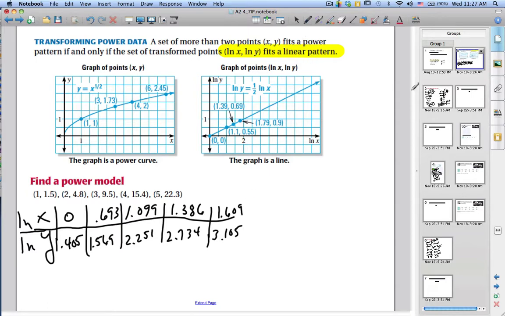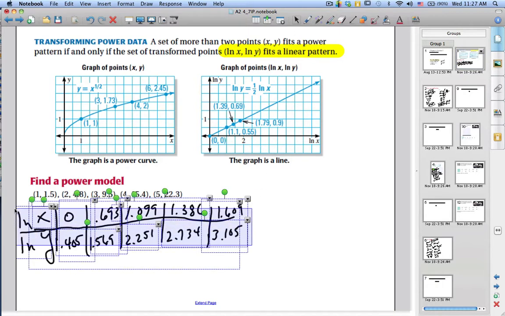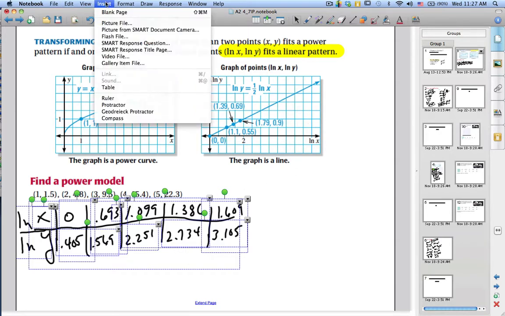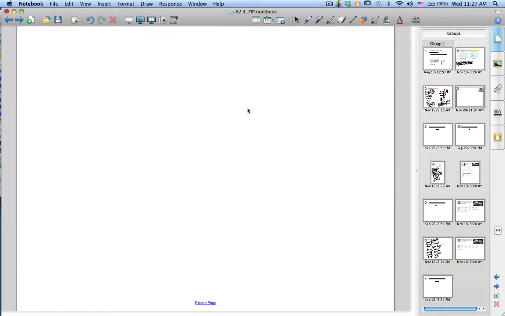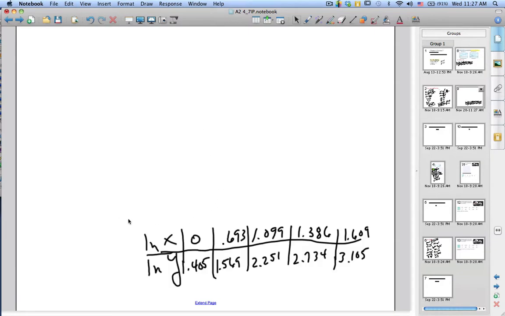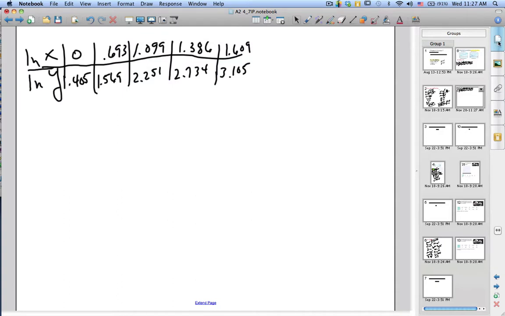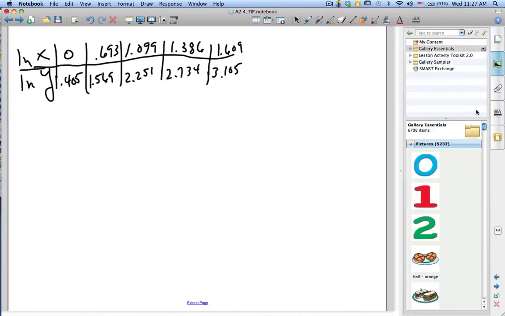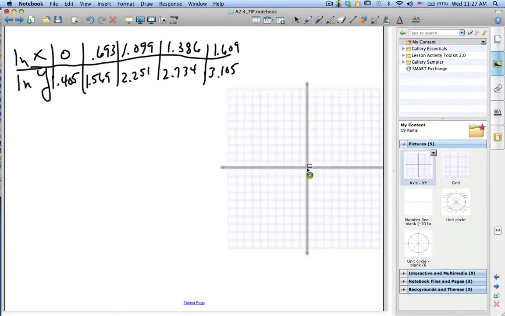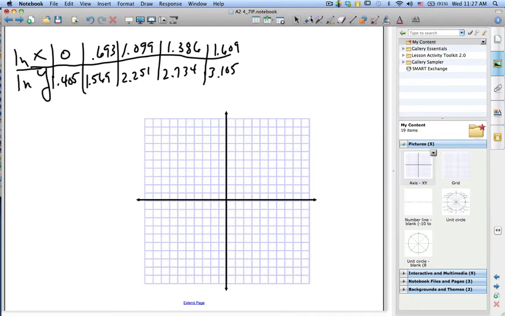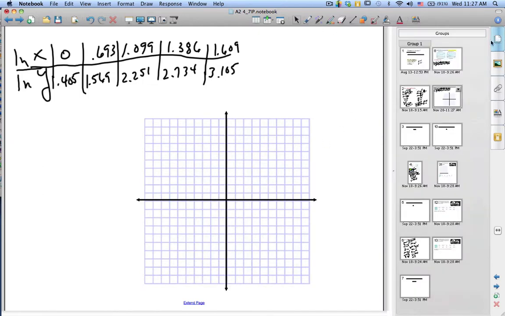And now what I'm going to do is I'm going to go ahead and I'm going to graph this, so to check to see if it's linear. So I'm going to copy this table and I'm going to put in a blank page here. Here's my table. All right, and then we're going to go ahead and we're going to plot this and see whether or not it fits a linear pattern.